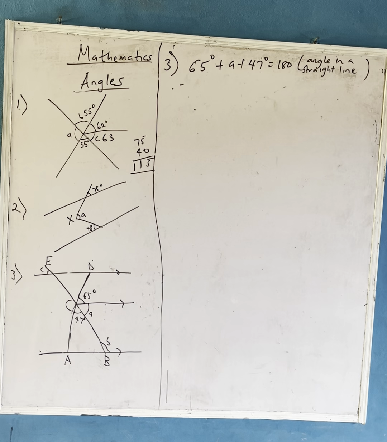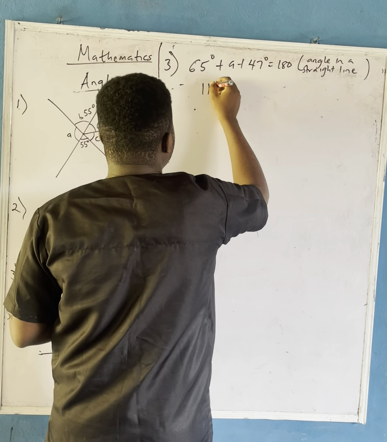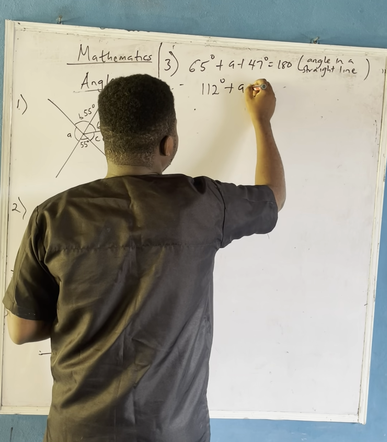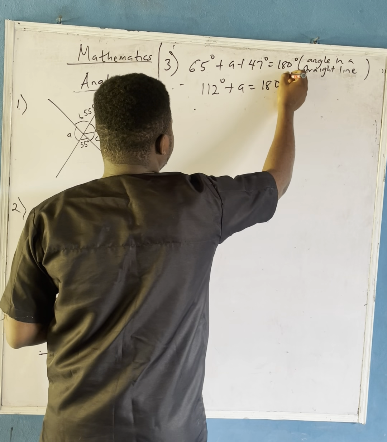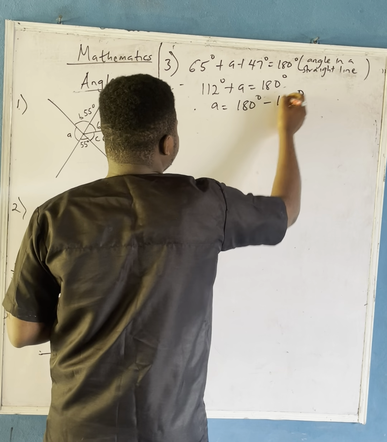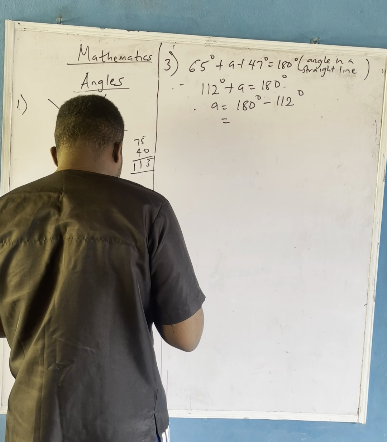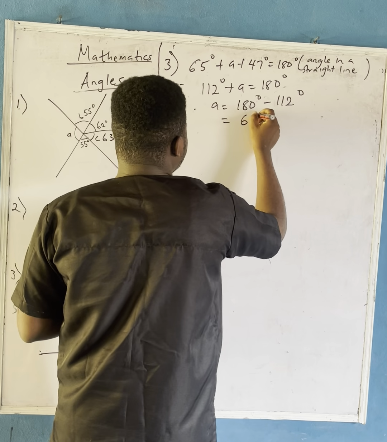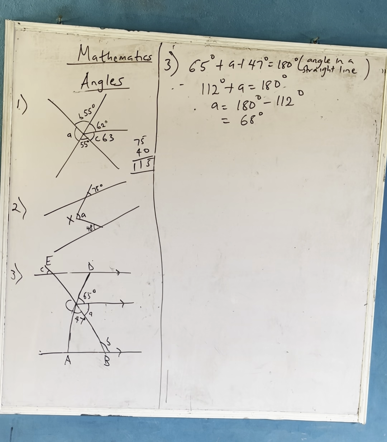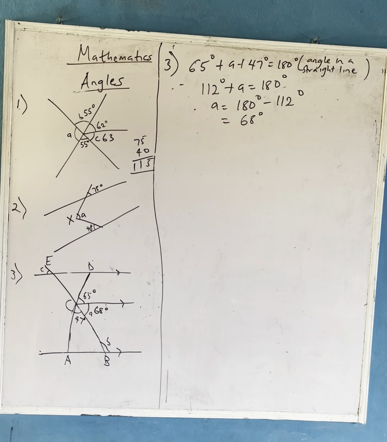So 65 plus 47 will give us 112 degrees. So 112 degrees plus A is equal to 180 degrees. So A will give us 180 degrees minus 112 degrees. So A is equal to 180 minus 112, which is equal to 68 degrees. So the angle A here is 68 degrees.